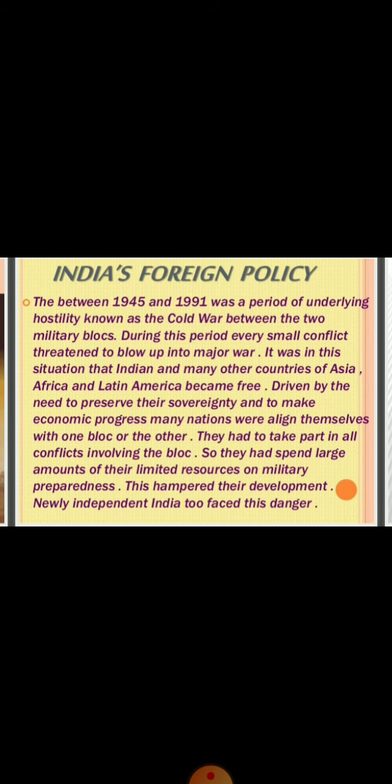Now, we will see the background of India's foreign policy, because these type of things did not come immediately. For that, we have to go through the backgrounds. Between 1945 to 1991 was a period of underlying hostility known as the Cold War between these two military blocs, which were headed by USA and USSR. Once again, I am telling you. During this period, every small conflict threatened to blow up into major war.